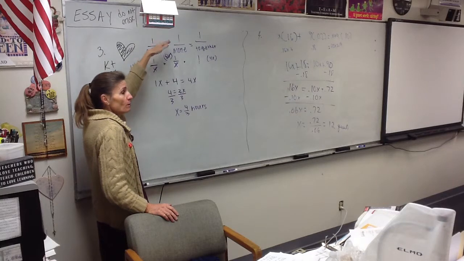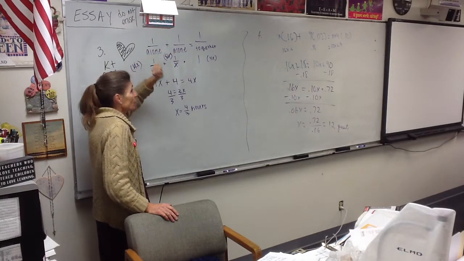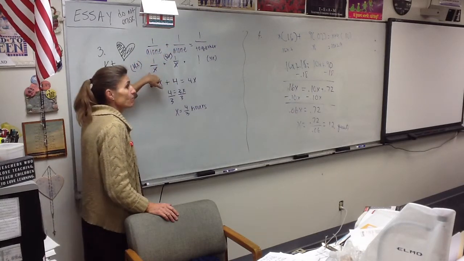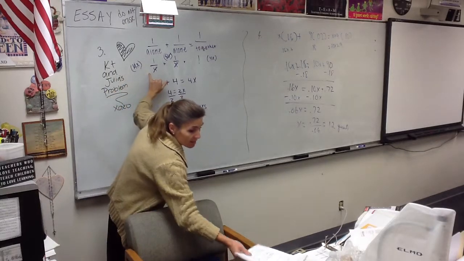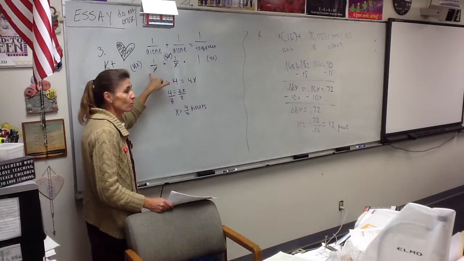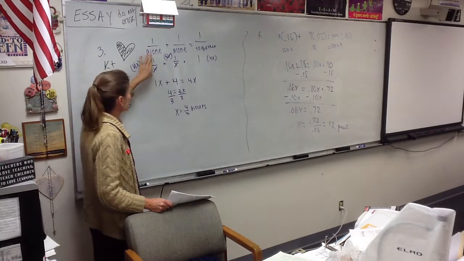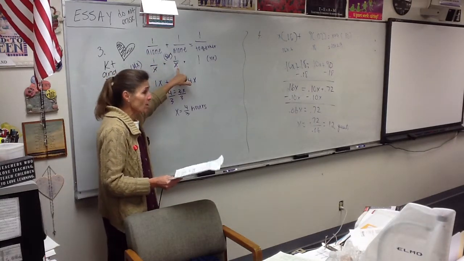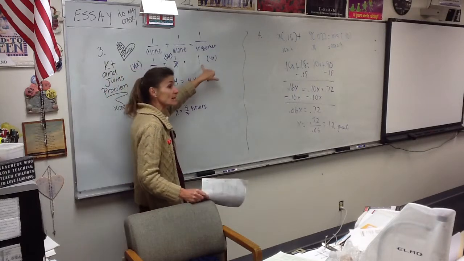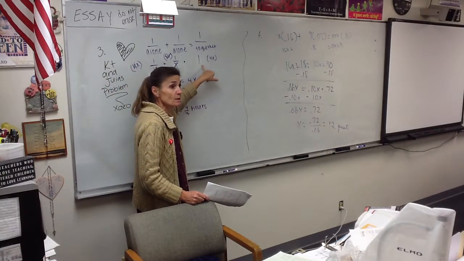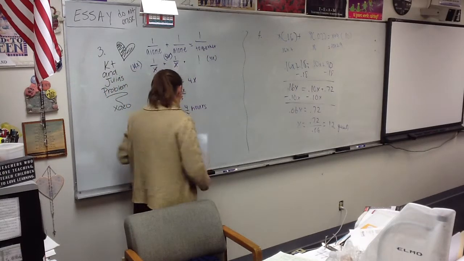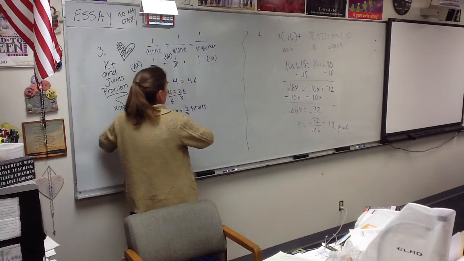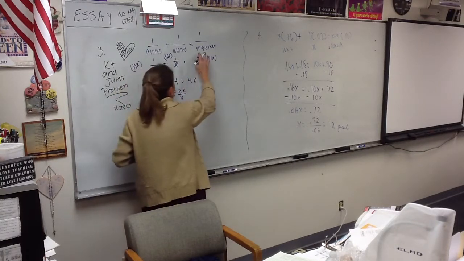1 over alone plus 1 over alone equals 1 over together. So they said 1 over 4 because Amelia can paint the room in 4 hours. This is Amelia. Plus 1 over x. That's Erin. We don't know how long it takes Erin by herself, but we know together they can do it in 1 hour. Now, they wrote just a 1, which is absolutely fine.